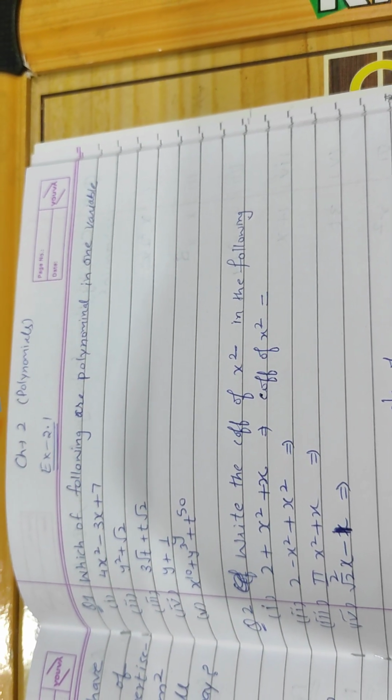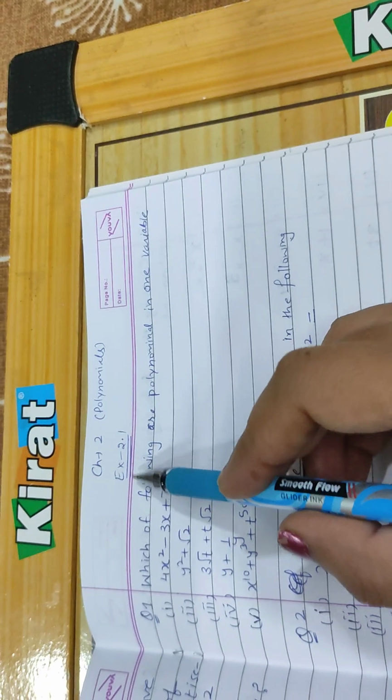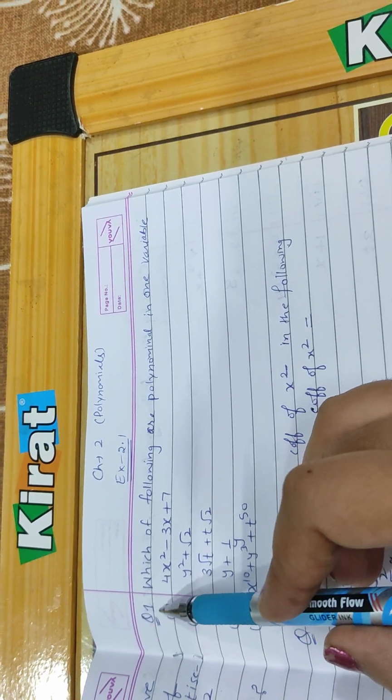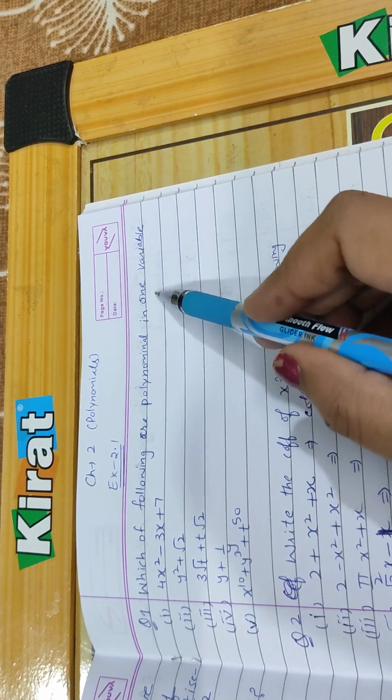Good evening students. Today we are doing Chapter 2, Polynomials, Exercise 2.1. Question number 1: which of the following are polynomials in one variable?